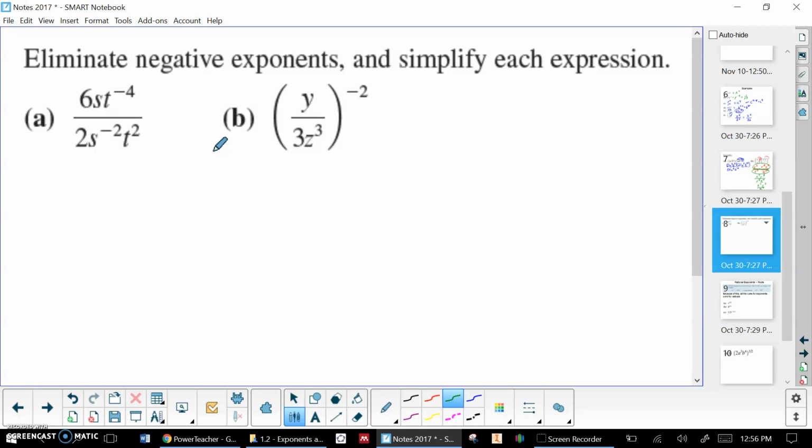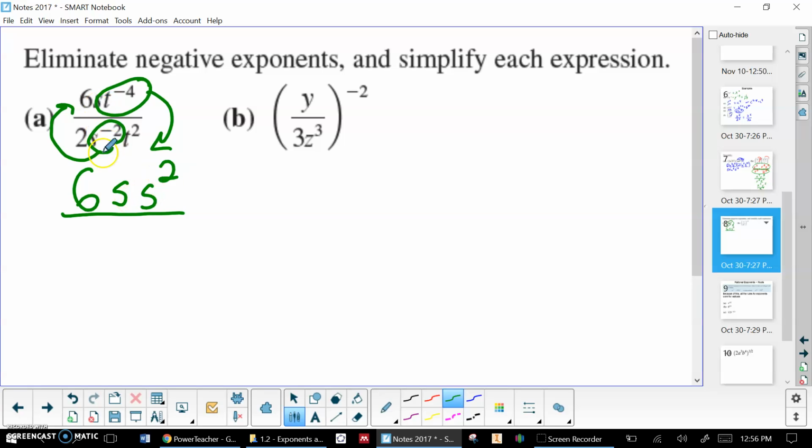You won't see a ton of super complicated things with negatives, but again, the same kind of rules apply. I would deal with these negatives first. Just go ahead and move everything around. This t to the negative 4th would move down. This s to the negative 2nd would move up. So the s up there already, and then another s squared from that one moving up. There's a 2 at the bottom, a t squared, and then a t to the 4th from this one moving down.